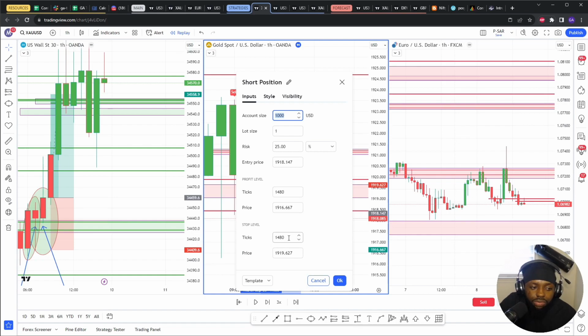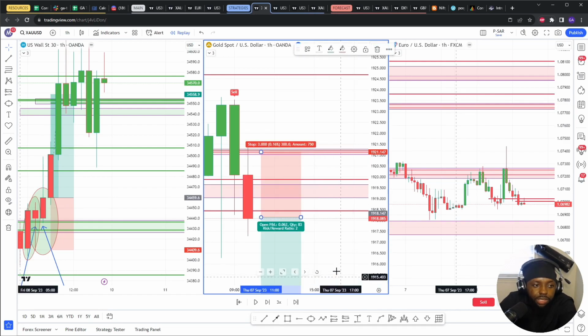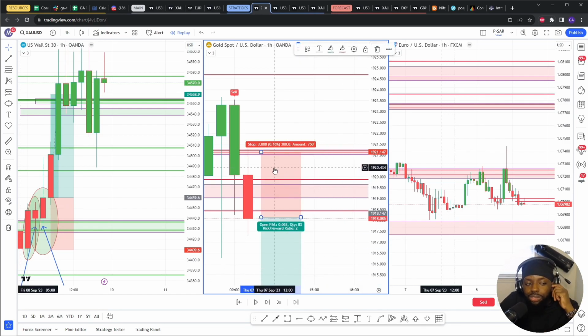But we ask ourselves, if we want to do a 30 pip stop loss and 60 pip TP, always make sure that your stop loss is above the SARs you're trading.